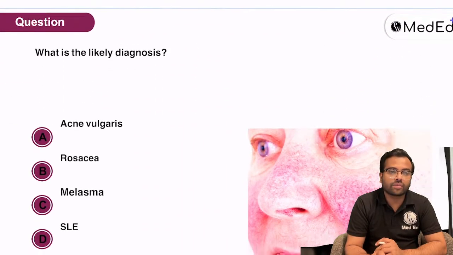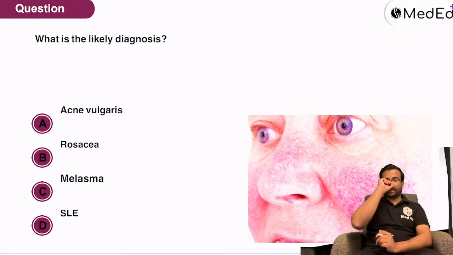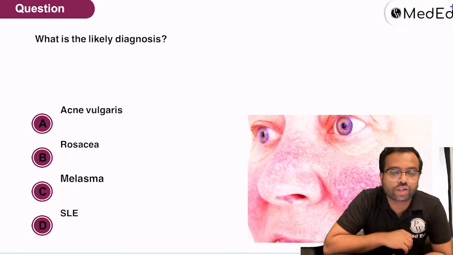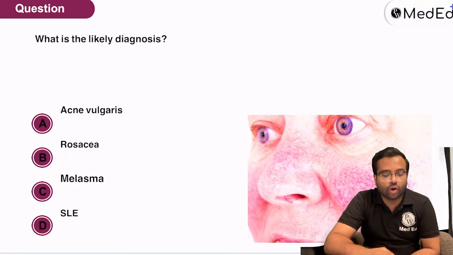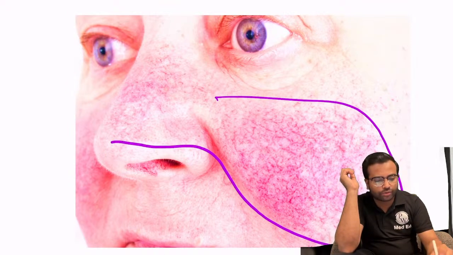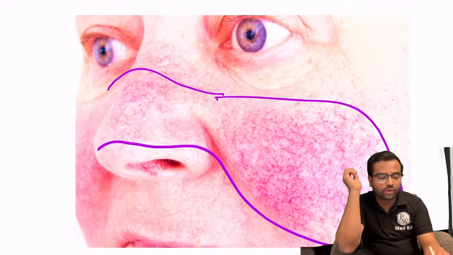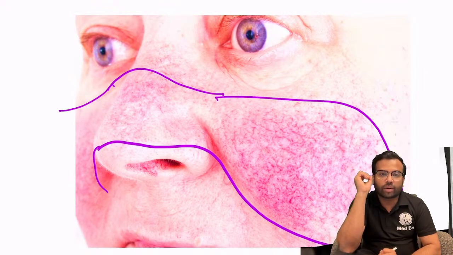So let's see the next image. What is the likely diagnosis? Is it acne vulgaris, rosacea, melasma, or SLE? I'll just zoom it for you. When I zoom this, what you see on the screen is something over the face which involves the entire part of the face, including the nose as well, isn't it? The entire part is involved.